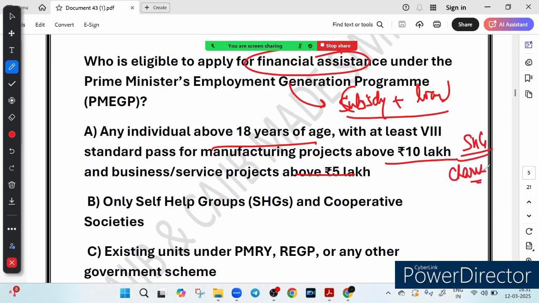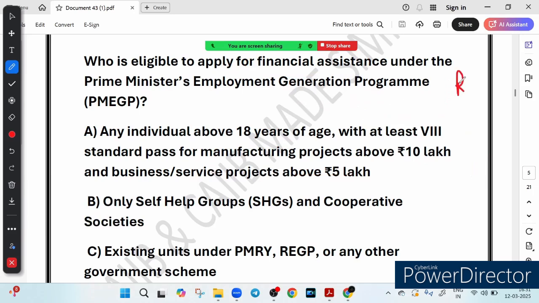Let me give you an example. Imagine a person named Raj. He wants to start a furniture making unit which costs rupees 12 lakh. Since this manufacturing project is above 10 lakh, he must have at least 8th grade education to qualify for this. That means option number A is correct.